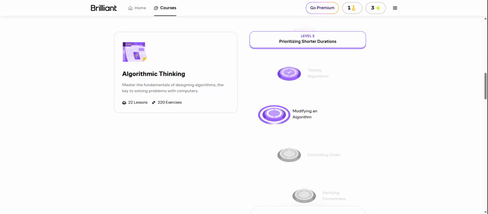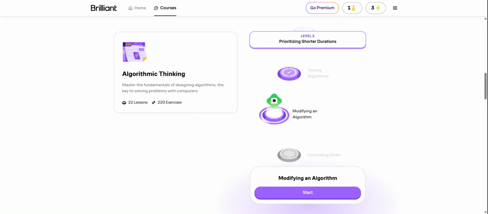Just wait for a moment. Alright, there we have it. Algorithmic thinking. I've completed and done this testing algorithms, but the next exercise, modifying an algorithm, is something I need to keep focusing on next time out.